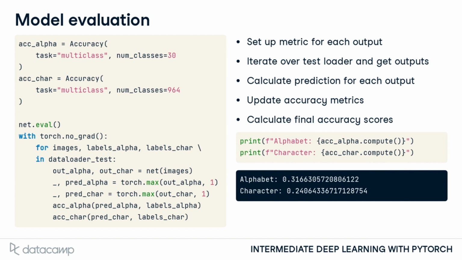The difference in accuracy scores is not very large, however, 31 versus 24%. This is because learning to recognize the alphabets helped the model recognize individual characters. There is a combined positive effect from solving these two tasks at once.